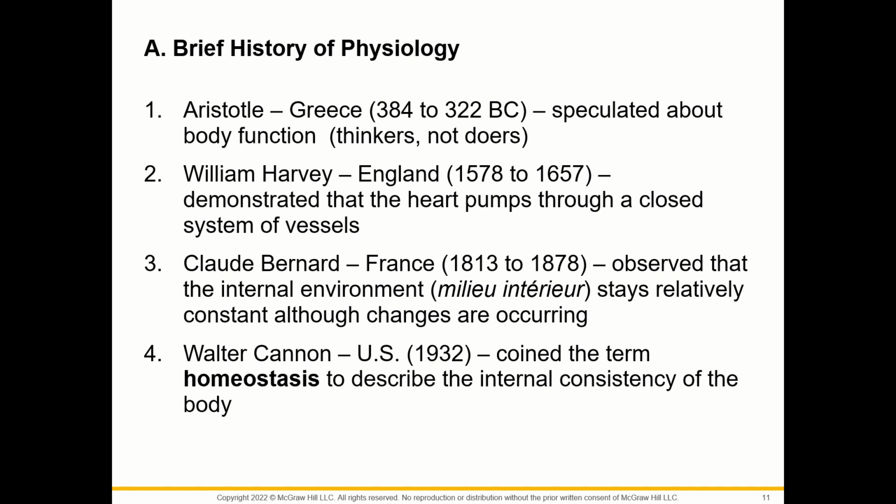Chapter 1, Section 2 describes homeostasis and feedback control. In the brief history of physiology section, the book discusses several great thinkers: Aristotle, William Harvey, Claude Bernard, and Walter Cannon. Through their work, the term homeostasis was coined, and homeostasis describes the internal consistency of the body.